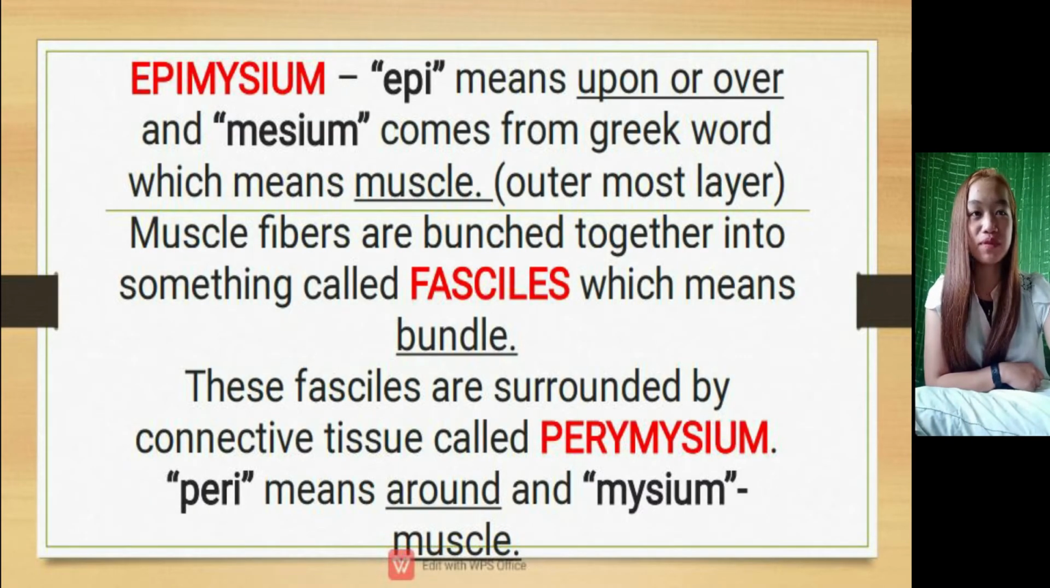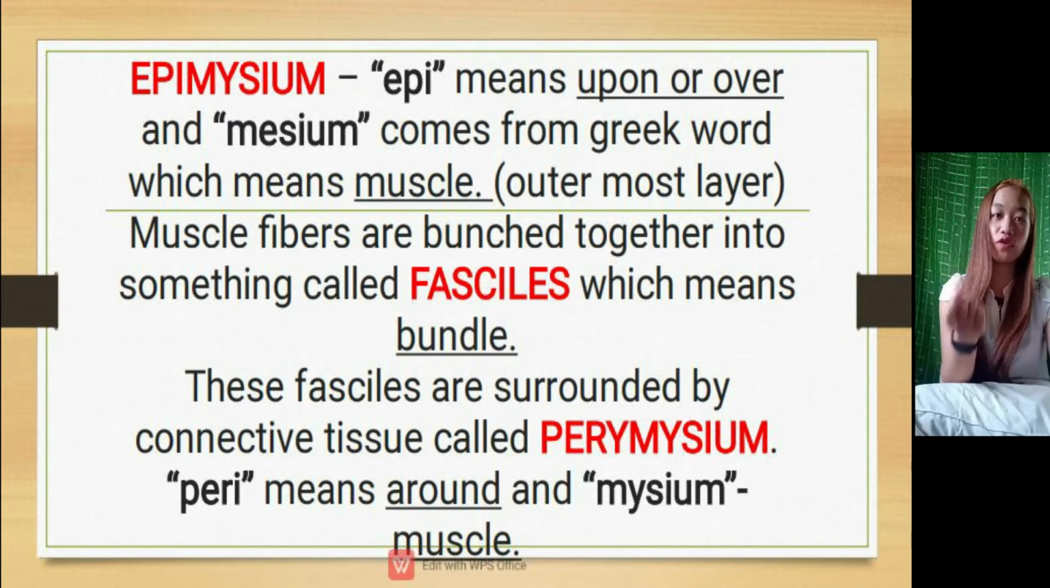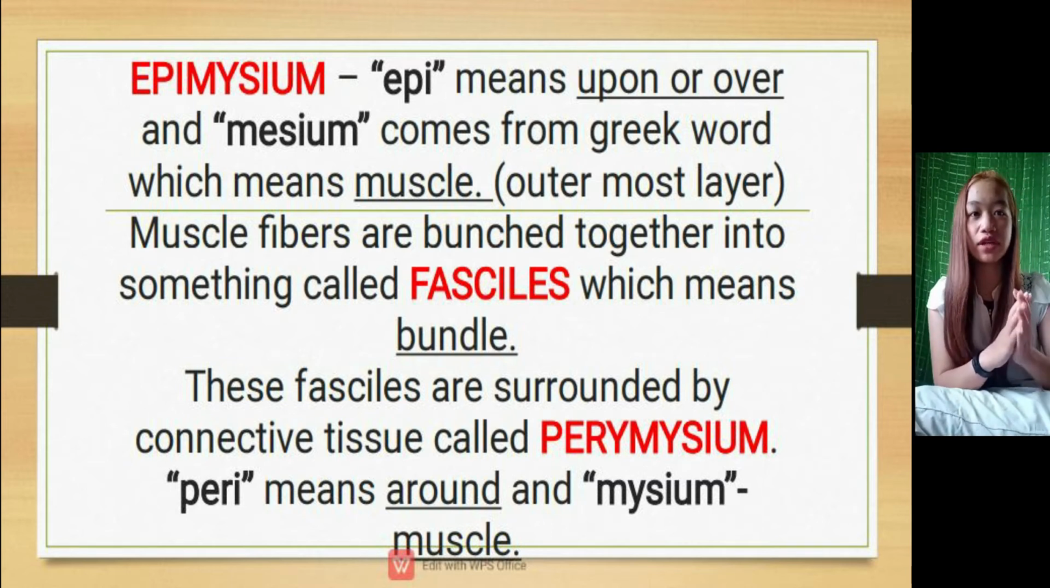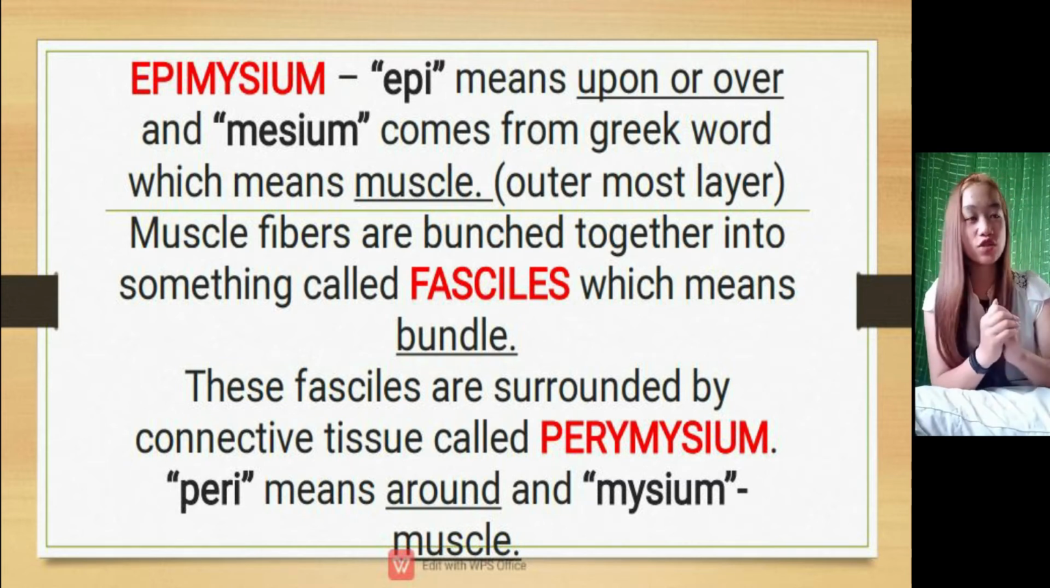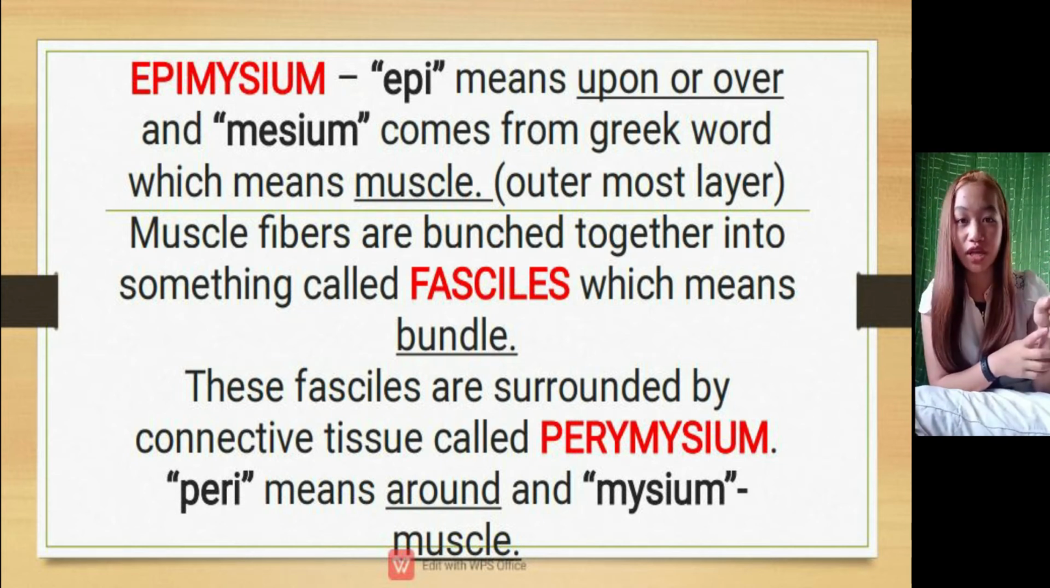the epimysium. Epi means upon or over, and mysium comes from the Greek word which means muscle. So epimysium is upon muscle. It is the outermost layer of the skeletal muscle. An example is the epidermis. When we say epidermis, this is the outermost layer of the skin, am I right? So, epimysium is the outermost layer of the skeletal muscle tissue.